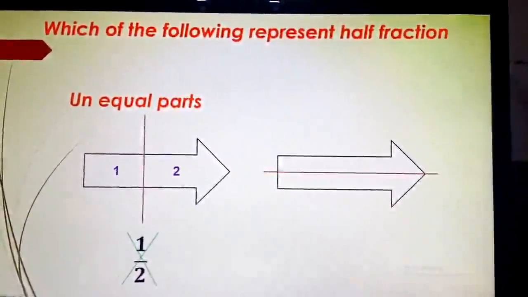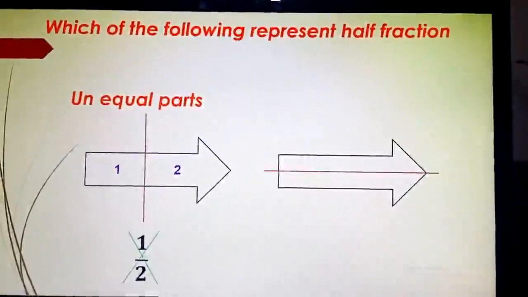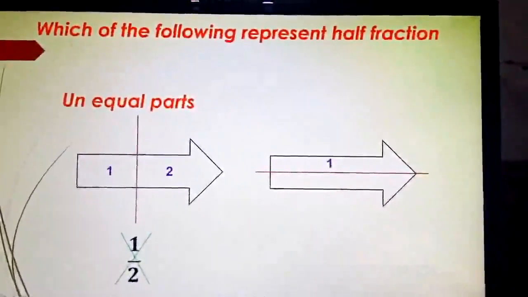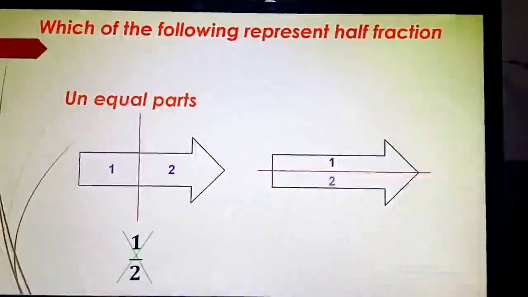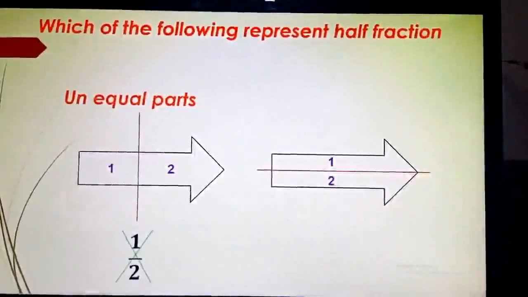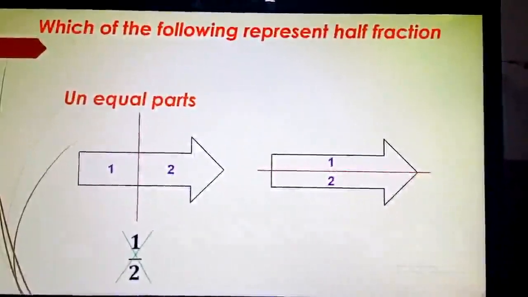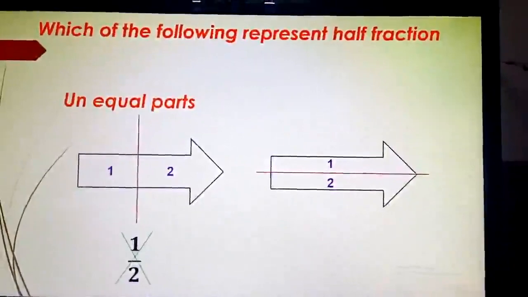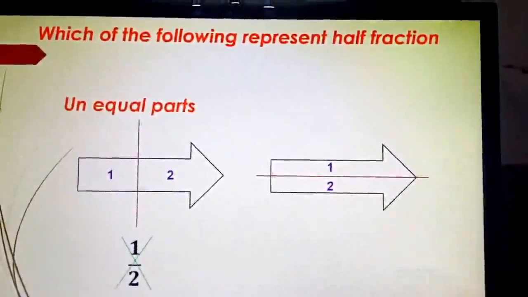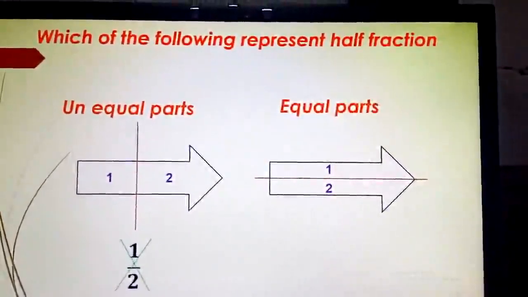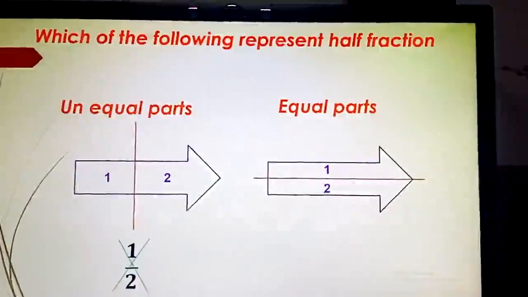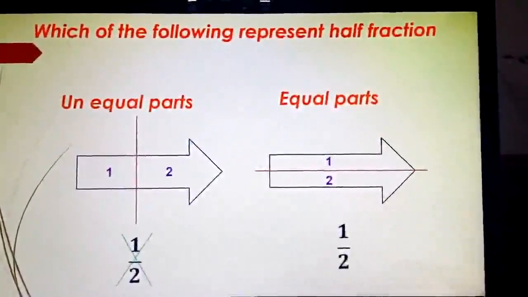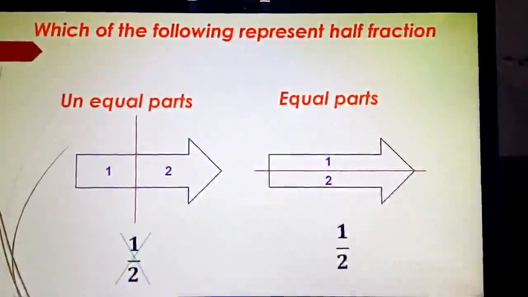Okay? But in the second shape is cutting by this line. This line divides the shape into 2 equal parts because part 1 is equal to part 2. So we can say that each part is equal 1/2. Part 1 equals to part 2, equal parts. So each part is equal 1/2. Okay. Thank you, Junior 1.